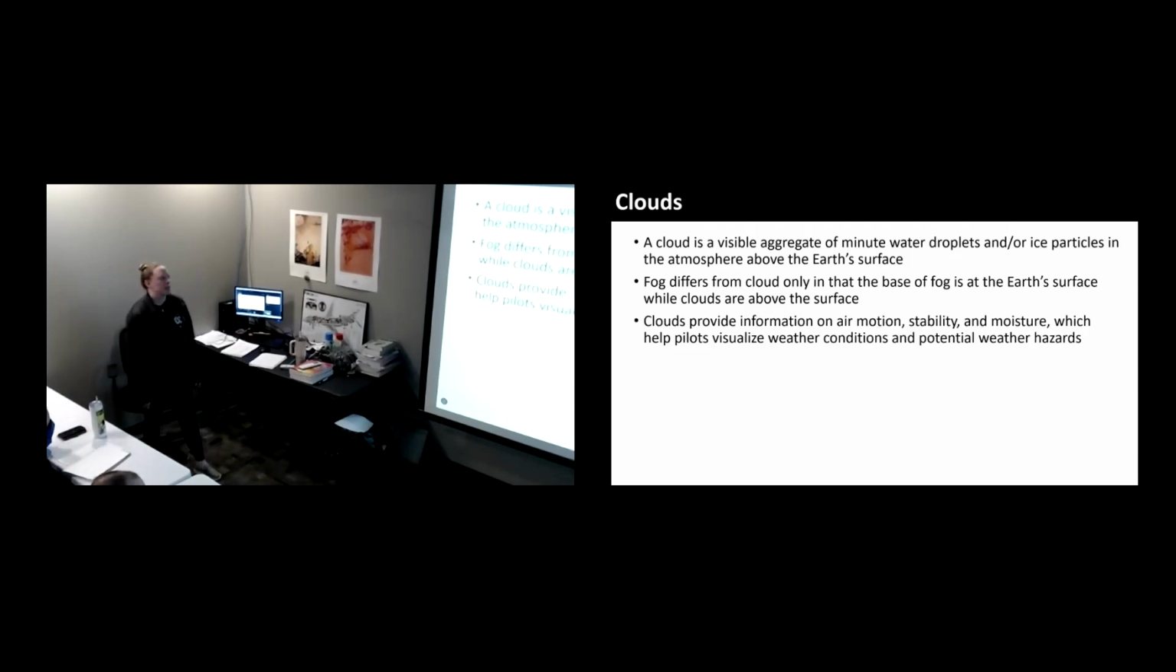Clouds provide information on air movement, stability, and moisture, which help us visualize what's happening. You can watch how fast that cloud is moving over your airport, and you're like, my direction of flight is that way, it's going to take me a long time if the clouds are moving that fast. Also, if there's a lot of vertical development, if they're really thick, there's a lot of up and down movement, it's probably going to be bumpy. If there's puffy clouds, it's probably going to be bumpy anyway. And if they're the nice flat clouds, it's probably going to be a little smoother.